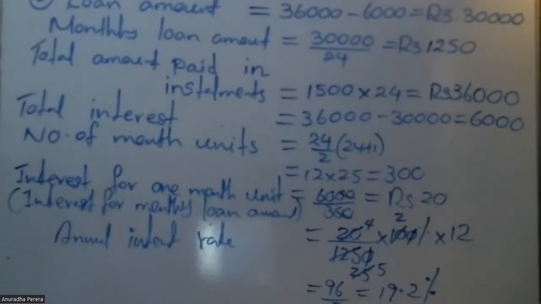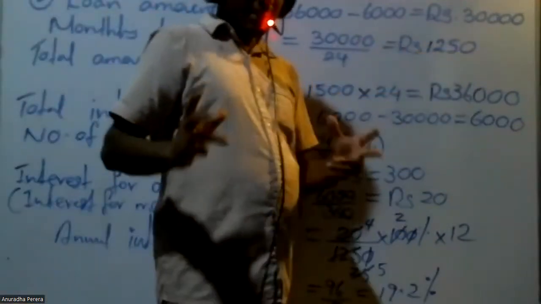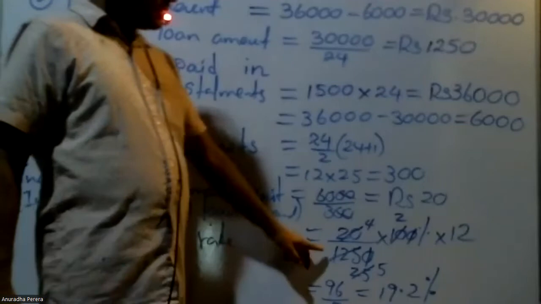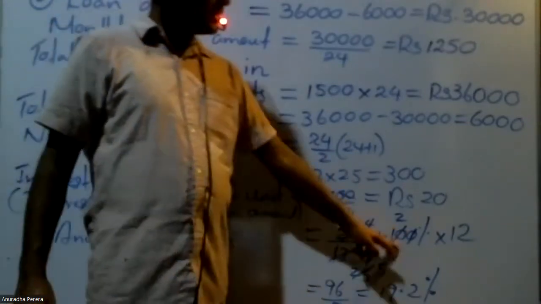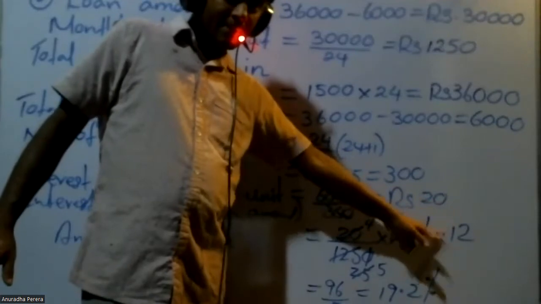We can determine total amount paid with interest by multiplying value of installment by number of installments. And we know the total loan amount. Take the difference of these two, we can determine total interest. Then we can determine number of month units also. Then divide total interest by number of month units. We can obtain interest for 1 month unit. It is called interest for monthly loan amount. Monthly loan amount is 1,250. How to find this interest rate? 20 rupees out of 1,250 into percentage 100. This is monthly. To obtain annual rate, multiply by 12.